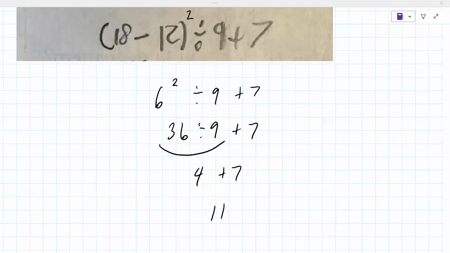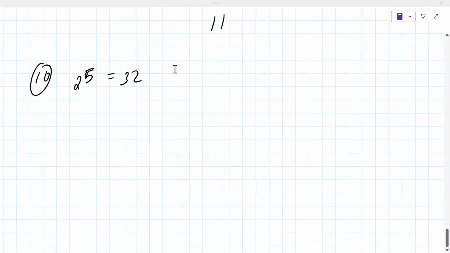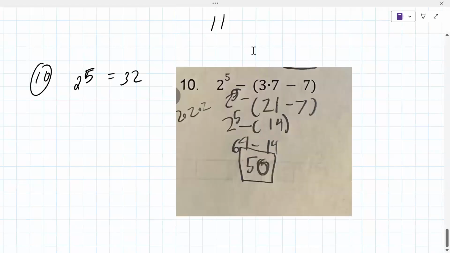So it's good. All right, there's a small problem with number 10. So 2 to the 5th is 32, not 64. That will affect your answer there. So it should be 32 minus 14.